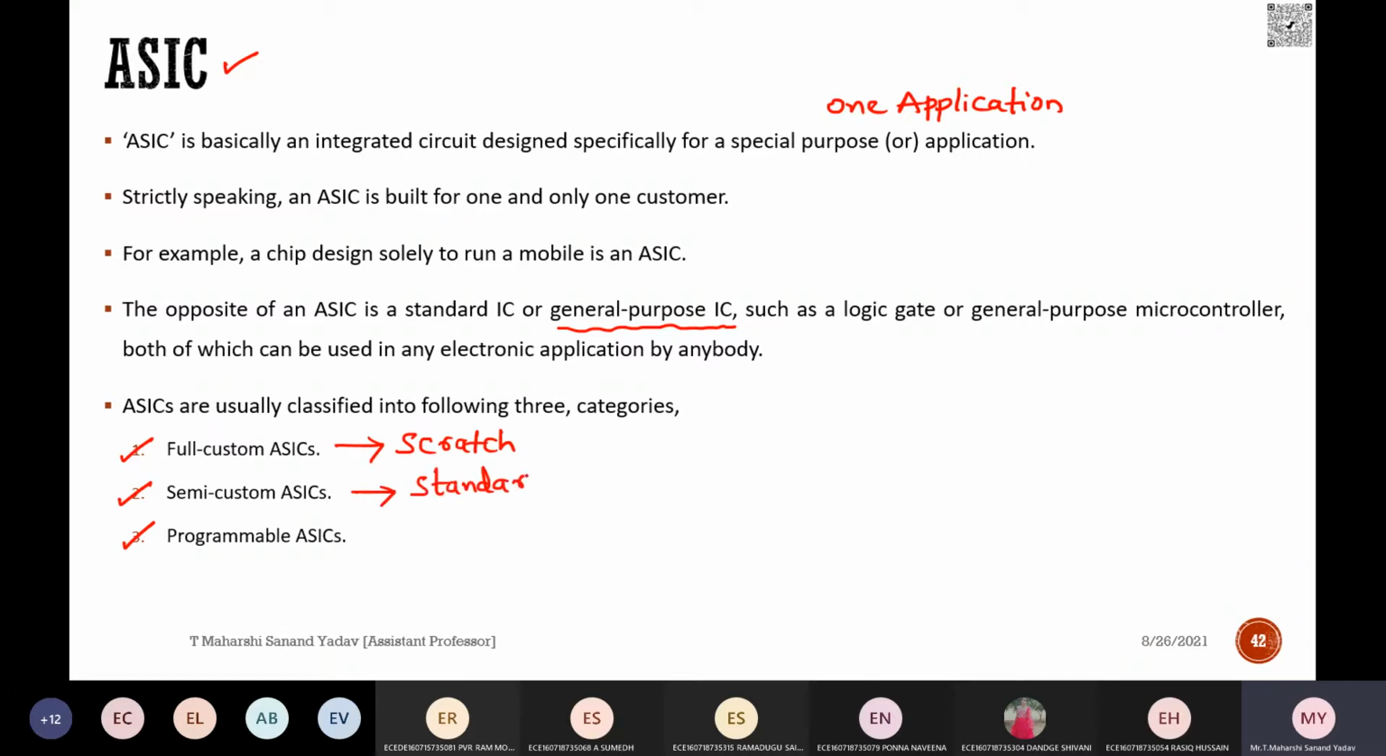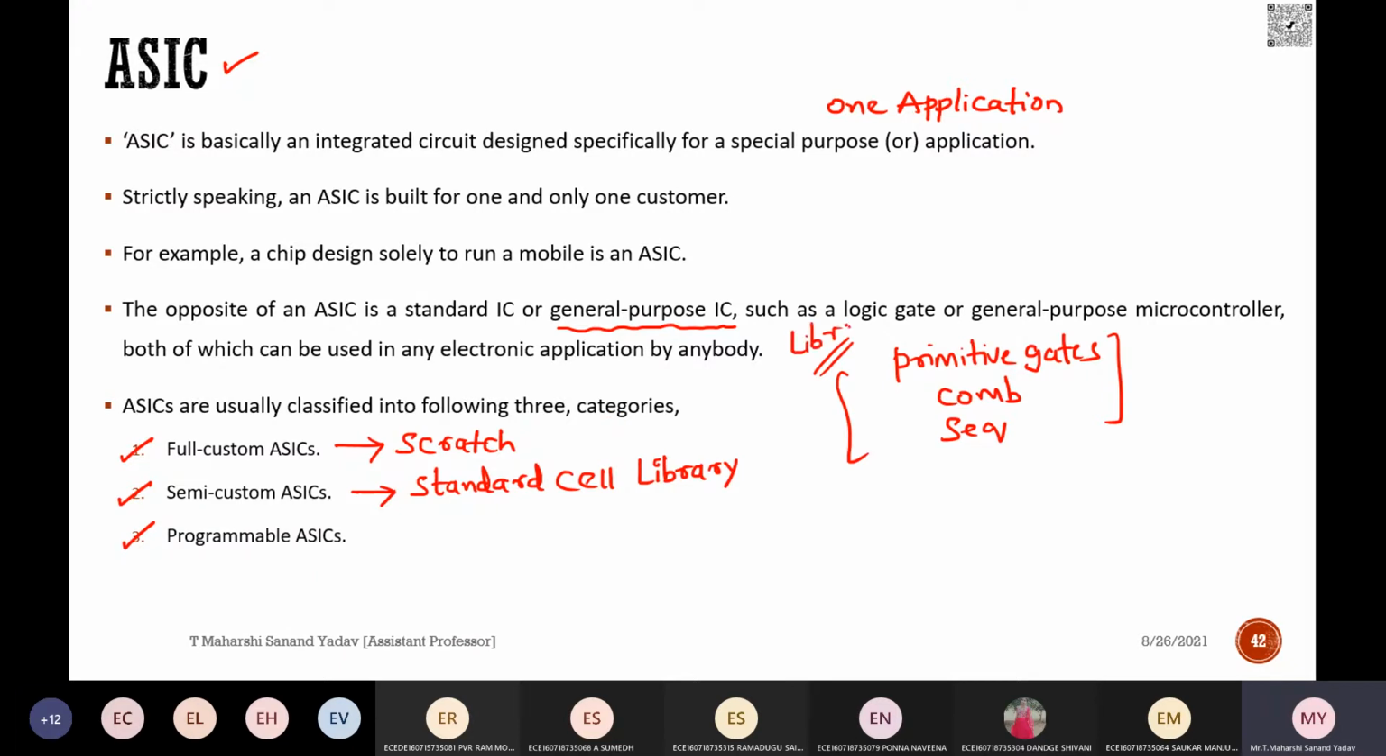What is a standard cell library? All the primitive gates will be present, including both combinational and sequential circuits. Suppose you want to design a particular IC, you can make use of these libraries. In the previous class, we saw how to design synchronous counters using different kinds of flip-flops. In a similar manner, here also we'll make use of this library.